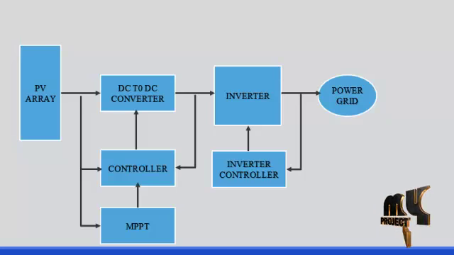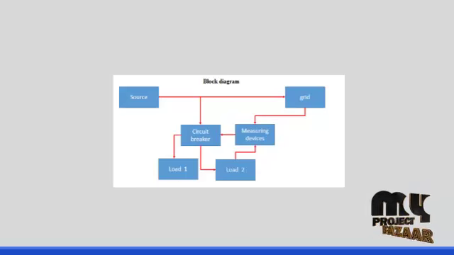After that, the supply is fed into the power grid. In between the grid and the source, two loads, load 1 and load 2, are connected. Those loads are connected through a circuit breaker. The circuit breaker disconnects whichever load is enabled, depending on the conditions.